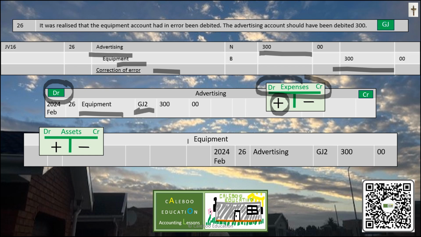Where did we get the information? The general journal. What was the amount? 300. Why was equipment credited? Because equipment is an asset and there's a decrease in the value of equipment when this error is being corrected. And there it is on the credit side, 300. Nice easy one if you know what happened in the first place. They did not say that VAT was recorded incorrectly, so all we need to do is correct the error that has been pointed out.